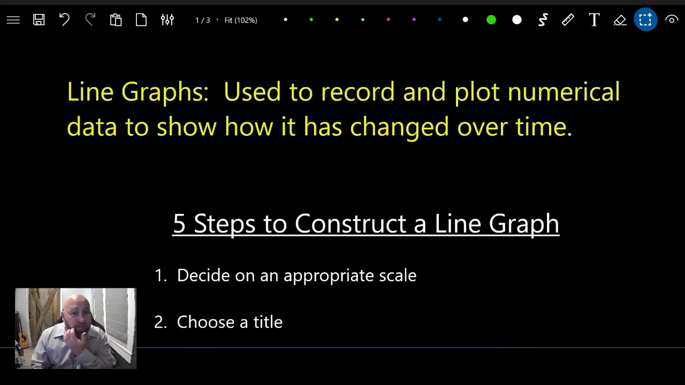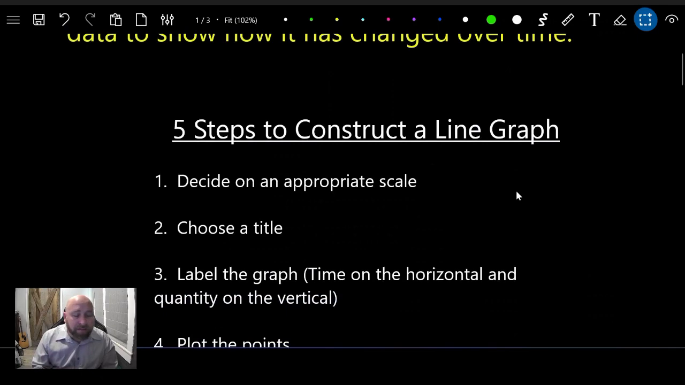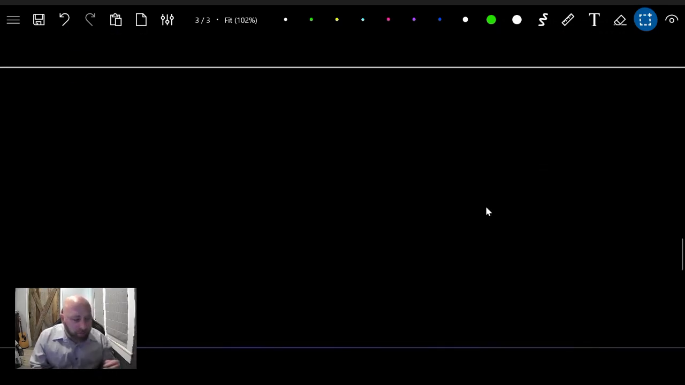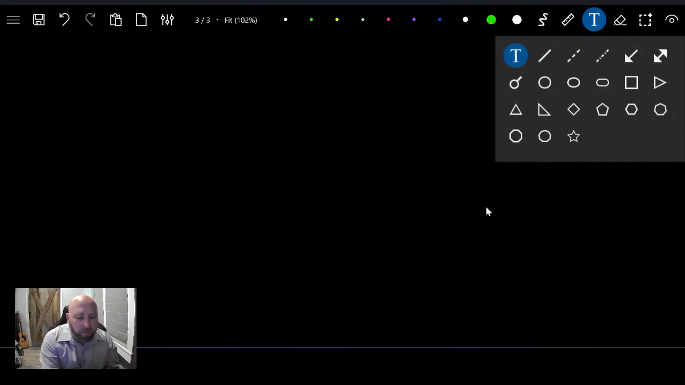So let's talk about the steps to construct a line graph. If you're asked to draw a line graph, how would you do that? The first thing that we want to do is decide on an appropriate scale. Let me scroll down here and show you something real quick. So if we're talking about a line graph, we kind of start.